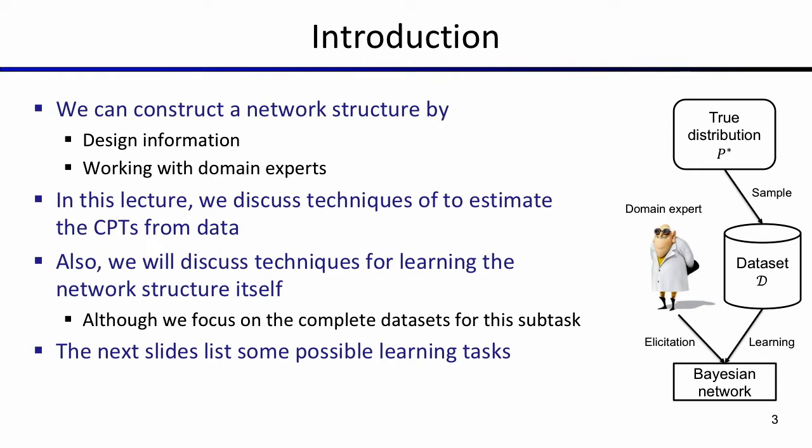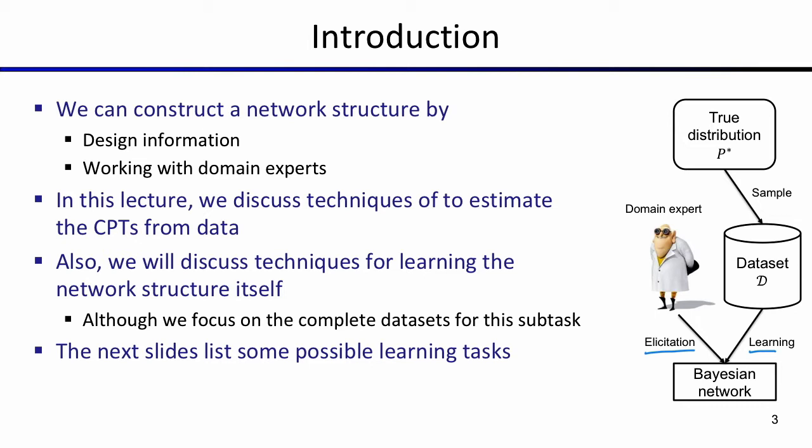Another source of information that we can use to build the structure of the Bayesian network is working with a domain expert. In this case, we can ask questions about what are the reasonable independence assumptions that we can make for this domain, and based on those assumptions, we can start building the Bayesian network structure. In this figure, we illustrate these two approaches. One is what we call elicitation. That is the process of asking questions to a domain expert in order to figure out the structure or the parameters of a Bayesian network. And the other process is what we call learning, where we obtain that information directly from data.